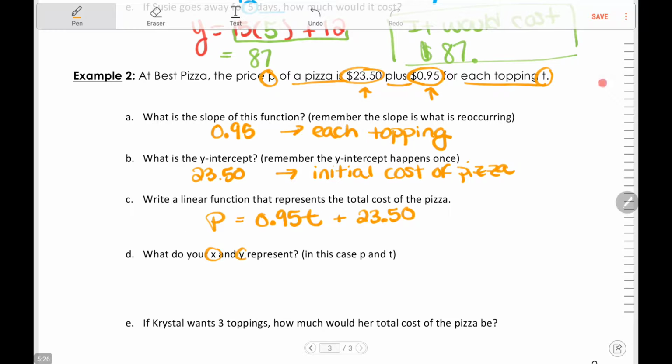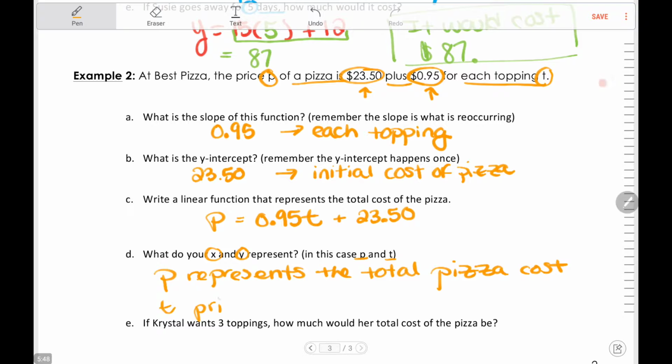All right, so that means what do the P and the T represent? Usually we say x and y, but in this case it's P and T. What does the P represent? P represents the total pizza cost, and T represents, we underlined it, not the price, it is each topping.